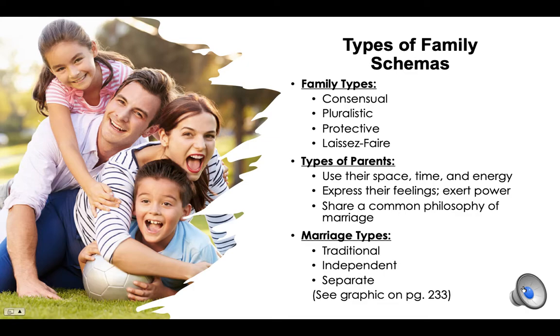A type of family schema and orientation to communication or conformity results in a particular marriage type. And these types can be traditional, independent, or separate. There's a really great graphic on page 233. If you would take a moment to look at that graphic, it explains it very well, and I will talk about that on the next slide.